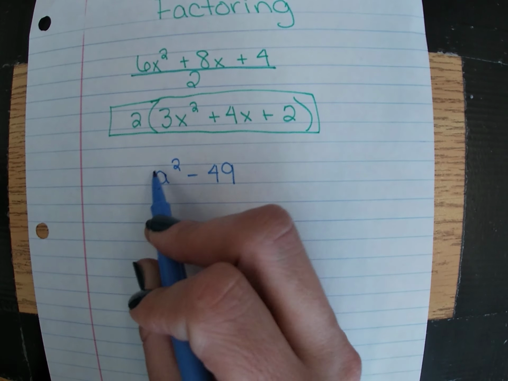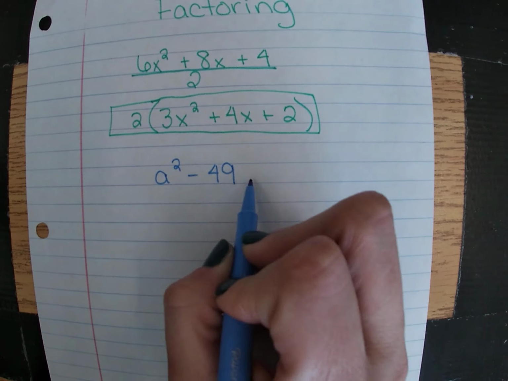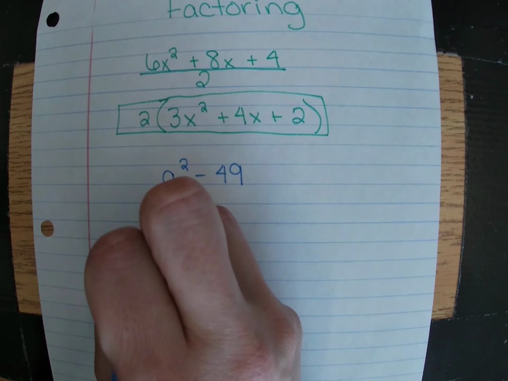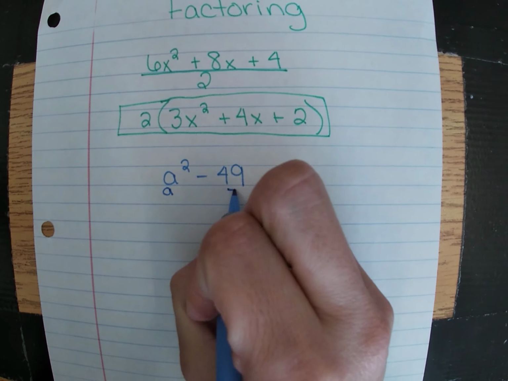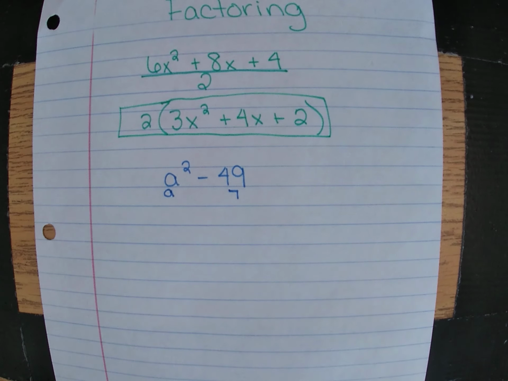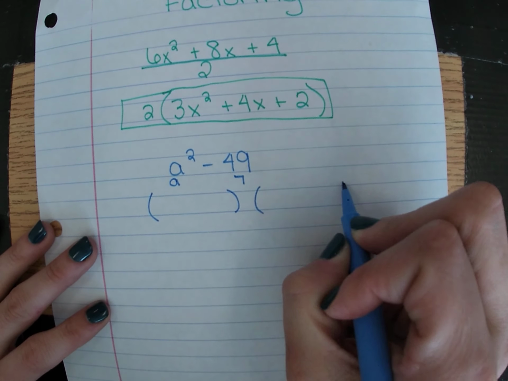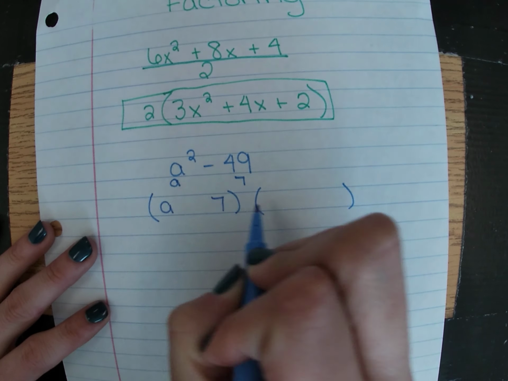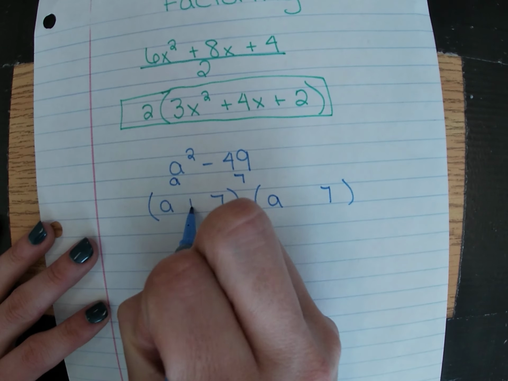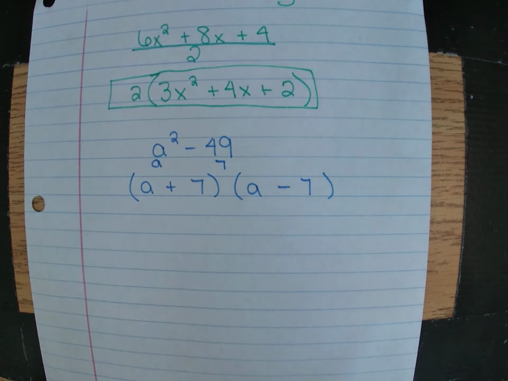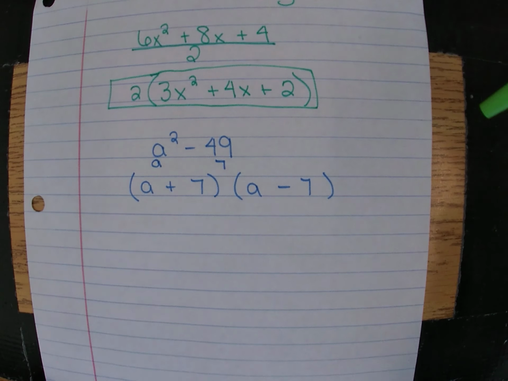Well, it is subtraction, it is two terms, so we want to see if they're both perfect squares: half of the exponent, and 7 times 7 will give us 49. So we know that this is a special case, and it will factor into an a with a 7, an a with a 7, one addition and one subtraction. Now if you're like, wait a minute, I don't remember how to factor a special case or those rules, you want to go back and watch the video notes over factoring special cases.